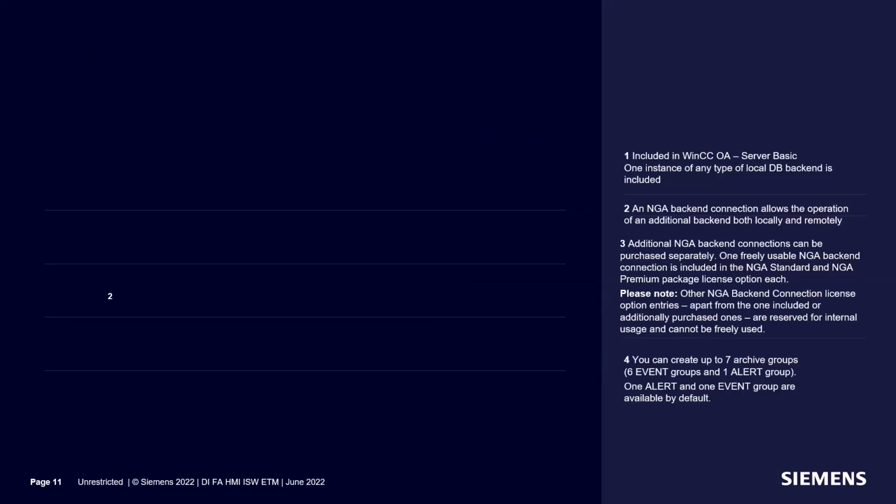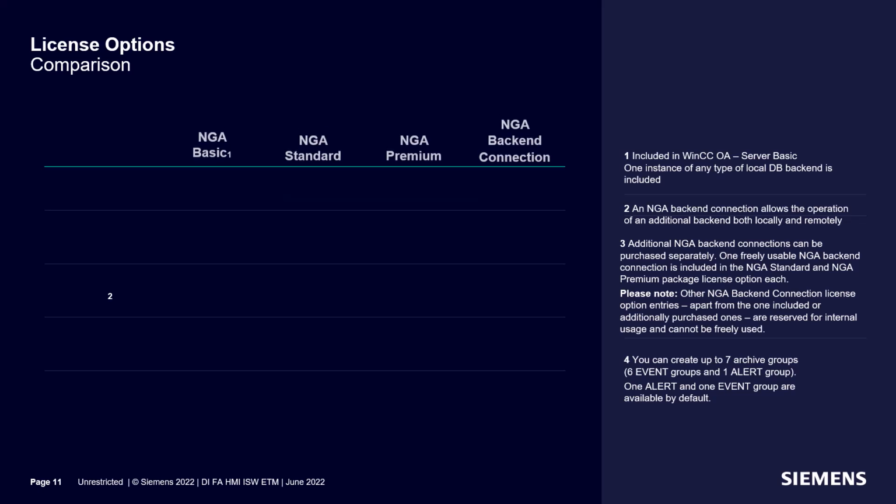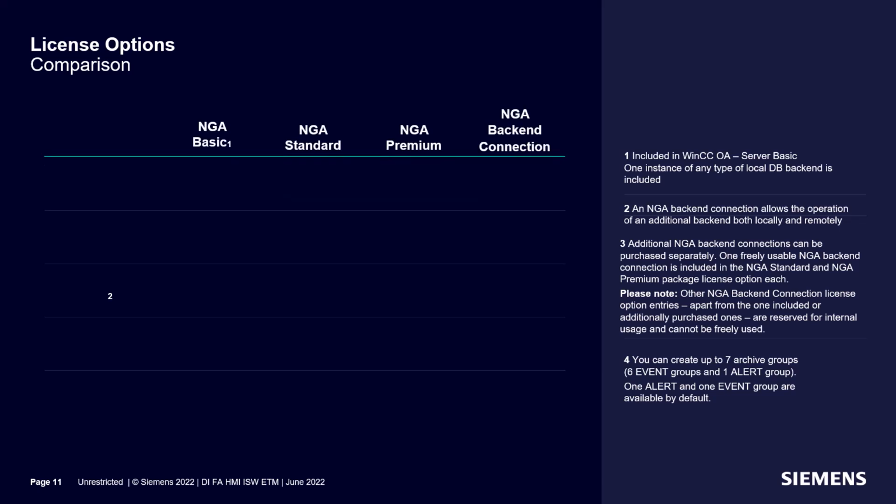This comparison outlines the key features and differences between the NGA Basic, Standard, and Premium licensing options, highlighting the availability of local databases, redundant system archiving, backend connections, project size limits, and archive group capacities to help you choose the best option for your needs. Local database: all licensing options, Basic, Standard, and Premium, include a local database. Archiving in a redundant system: this feature is available across all licensing options.